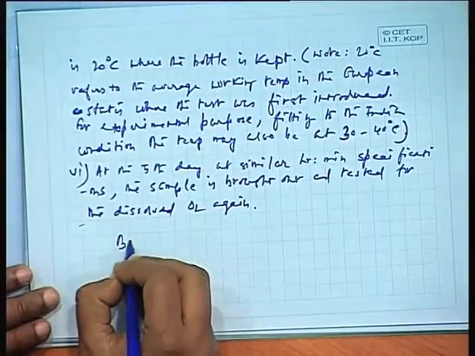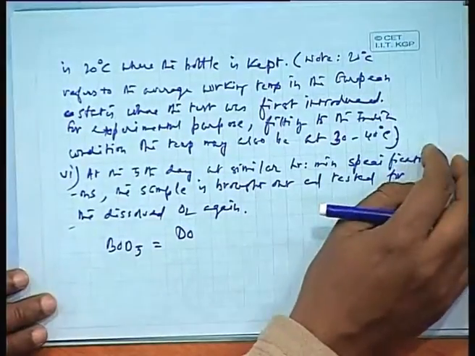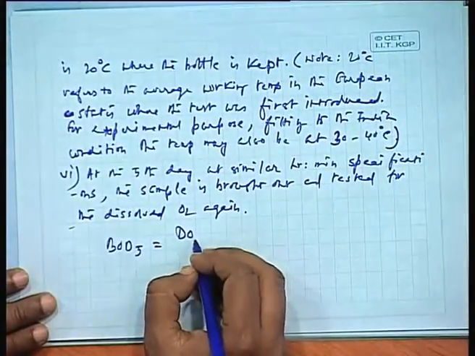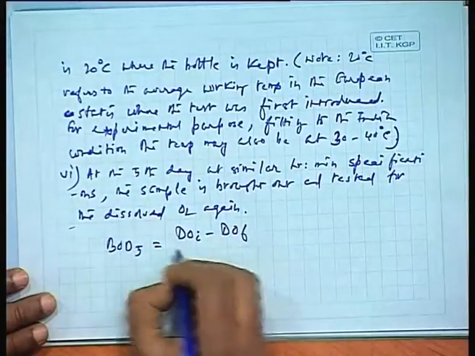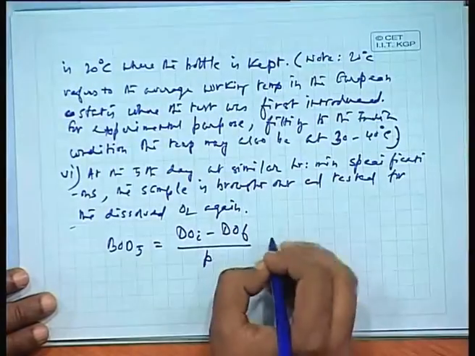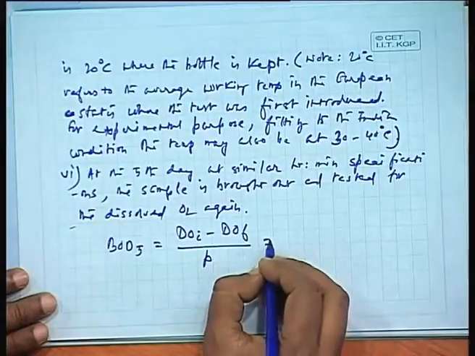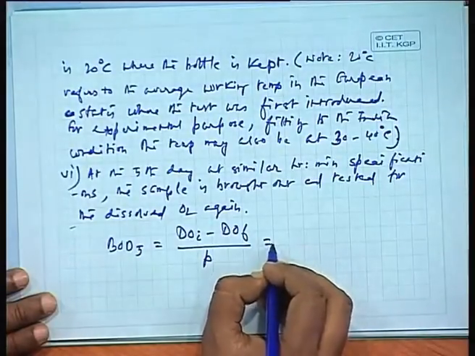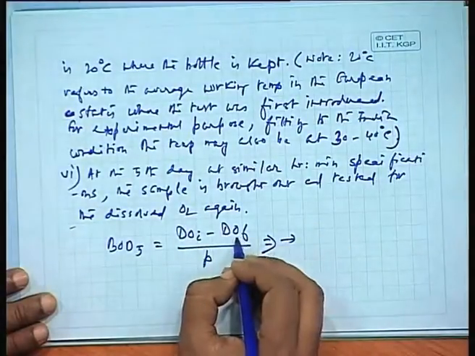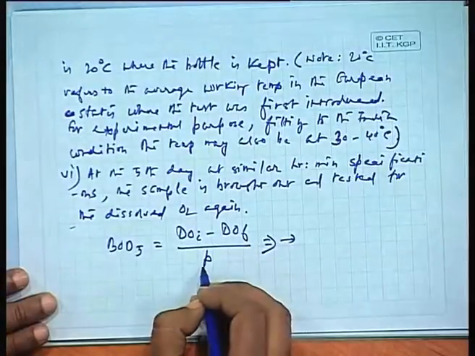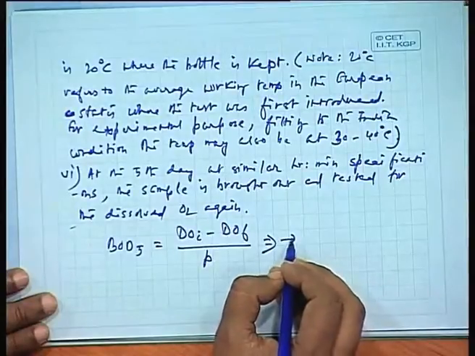So this BOD5 would be the initial dissolved oxygen minus the final dissolved oxygen, divided by P. This P is known as the dilution factor. Here DOI is DO initial, DOF is DO final, and this P is the mixing ratio.